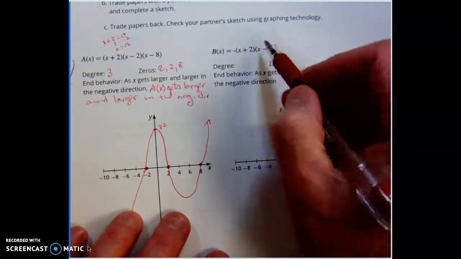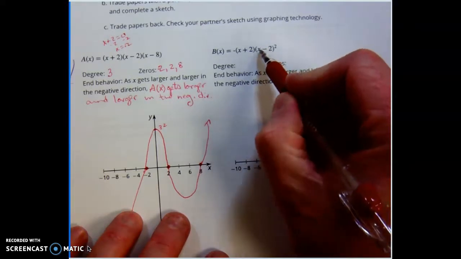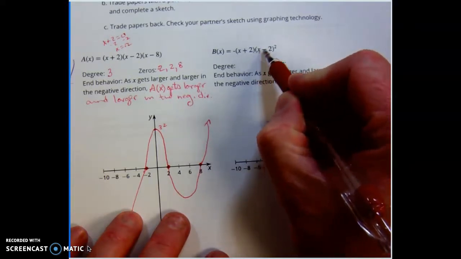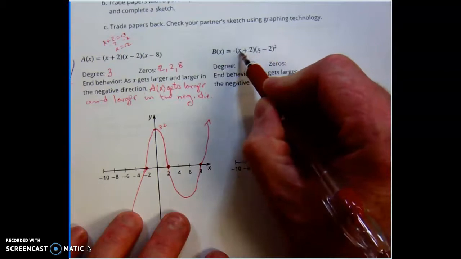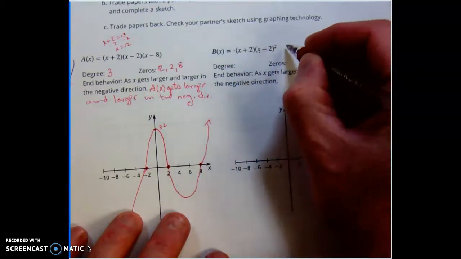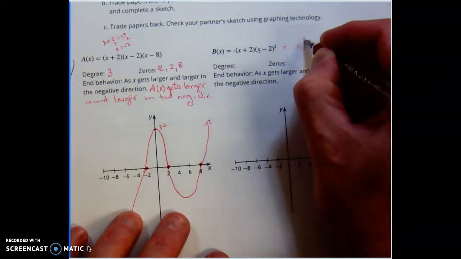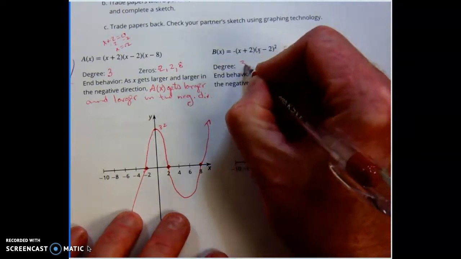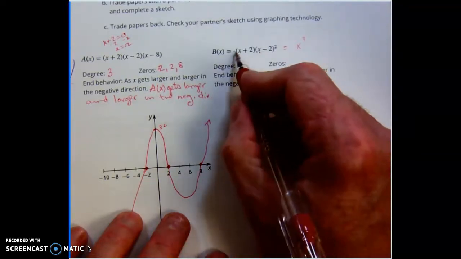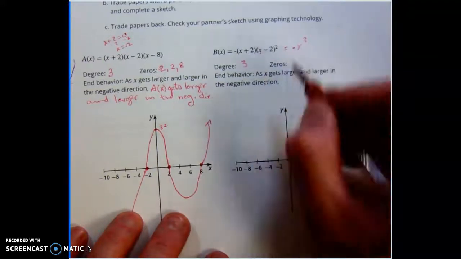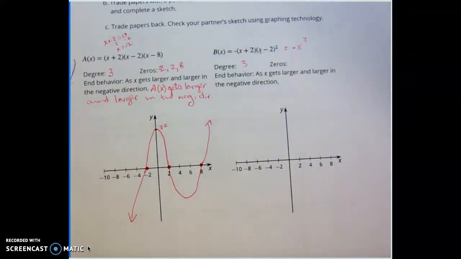All right, so on this next one, we've got x to the second power, and then we got another x. So that means this is ultimately going to be an x to the third, so our degree must be 3. And we've got this negative out front, so we know that's a negative coefficient.